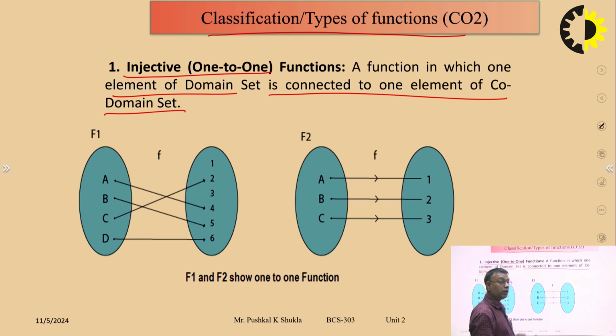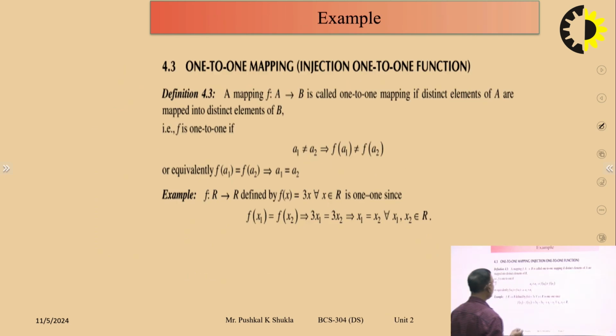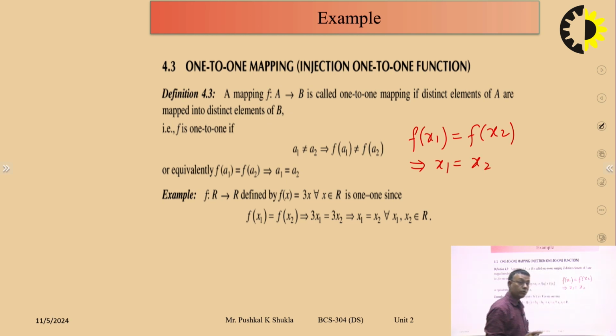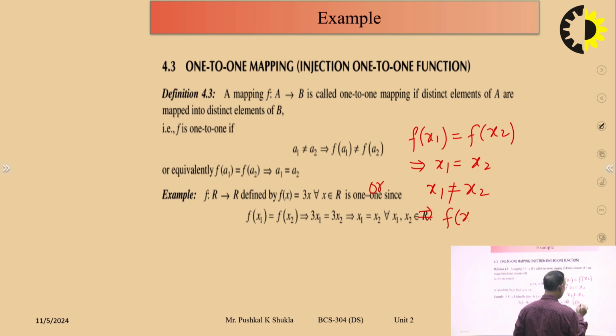For a function to be injective, this is very important. A function is said to be injective if we assume f(x1) equal to f(x2), this implies x1 equal to x2. The condition to be an injective function, this condition must be satisfied. Equivalently, we can say if x1 not equal to x2, this implies f(x1) not equal to f(x2).